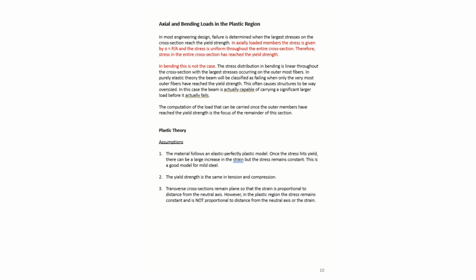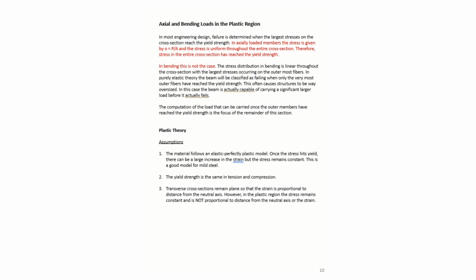Okay, with that review, let's go ahead and start talking a little bit more about plastic design. In axial and bending loads, the plastic region is analyzed quite differently. For example, in most engineering design, you have been exposed to failure being determined by the largest stresses on the cross section hitting the yield strength, and then we're done. In axially loaded members, the stress is given by sigma equals P over A, and the stress is uniform throughout the entire cross section. So in that situation, the entire cross section would become plastic at the same time.